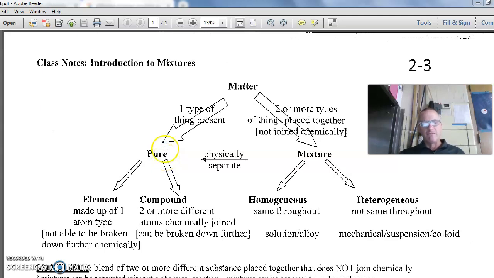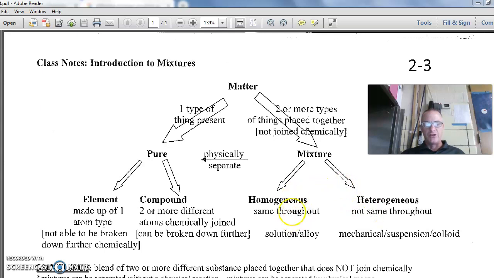Welcome back to our second video on Class Notes 2-3, Introduction of Mixtures, is what this particular set of notes is focusing on. In our first video, we had a review of the difference between mixtures and pure substances, and then we introduced a type of mixture that is categorized as homogeneous, and those mixtures are the same throughout. The second video on Class Notes 2-3 is focusing on the other branch of mixtures, which is called heterogeneous mixtures, and these are ones that are not the same throughout.